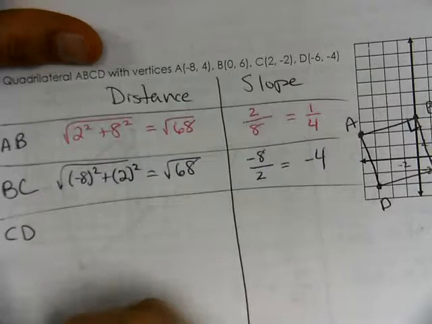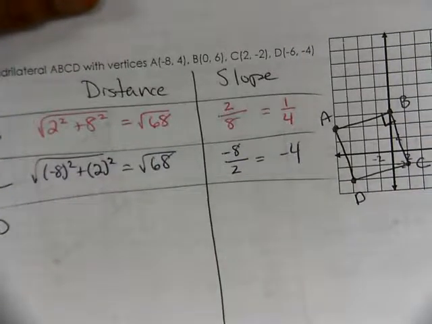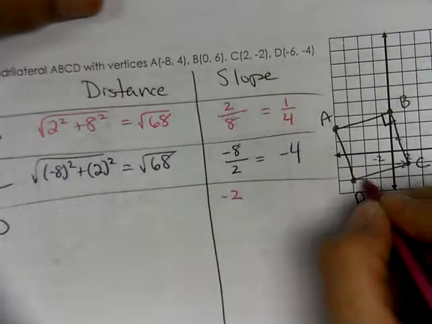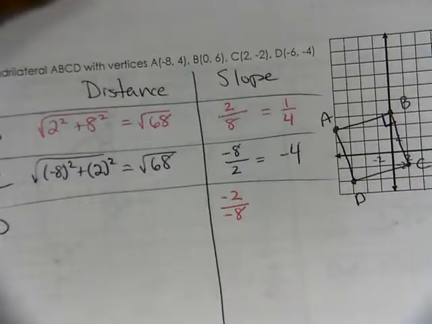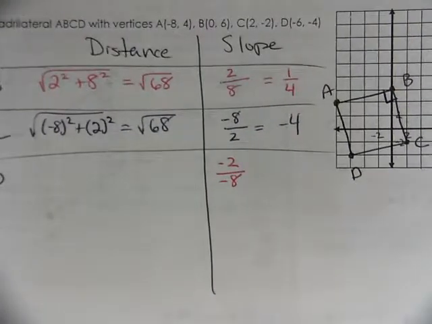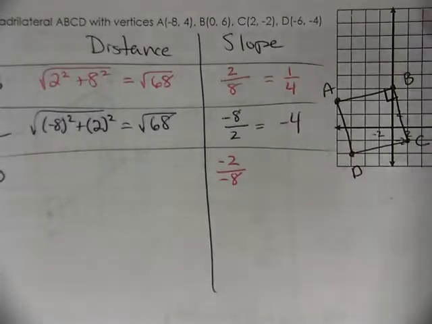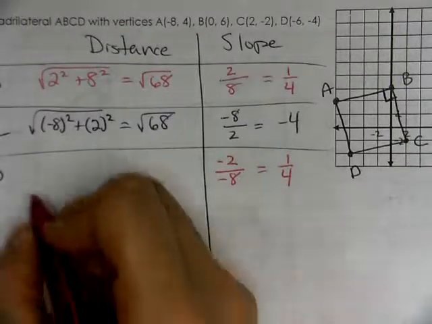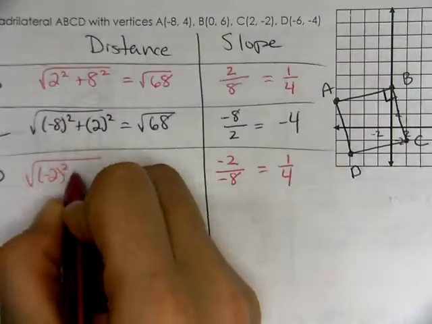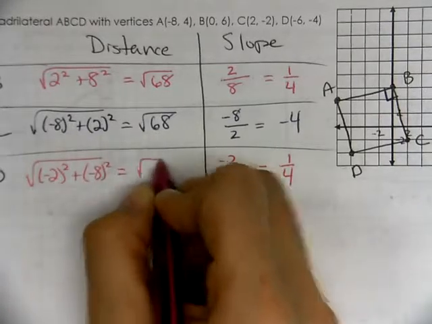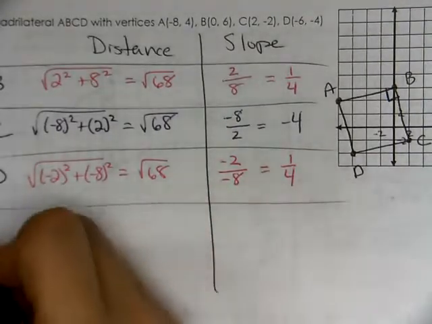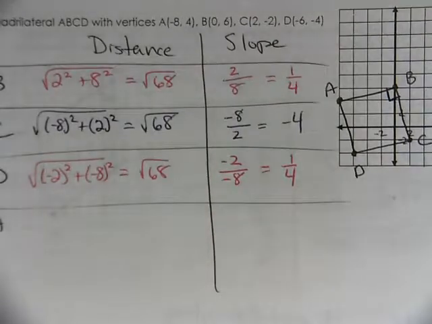So C to D, count. I go down 2 to the left, 2, 4, 6, 8. So negative 2, negative 8 turns into positive 1/4. Thank you, Arsh. So my distance is negative 2 squared, negative 8 squared. So square root of... It gets a little bit easier as you keep going. After the first couple, you should kind of have an idea of maybe what it is.